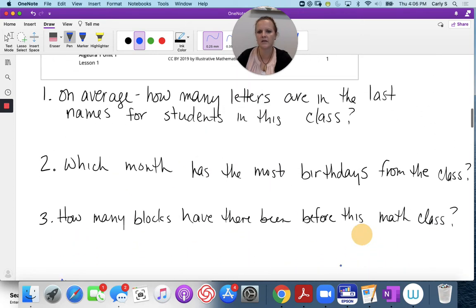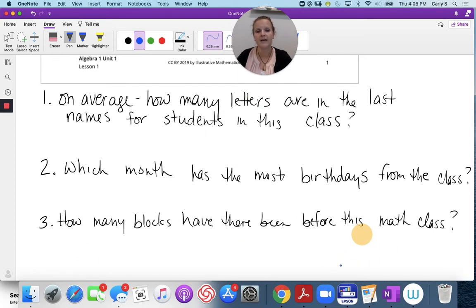First, let's look at the ones I wrote in black ink. On average, how many letters are in the last names for students in this class? I already see the term on average. I highlighted the wrong thing. On average. How many is numerical. On average is statistical.